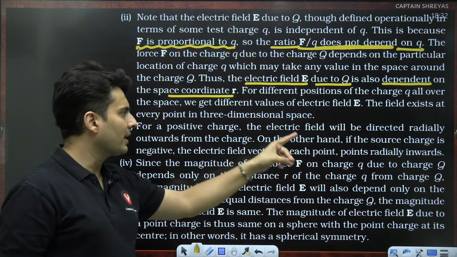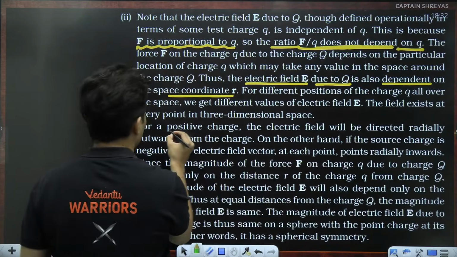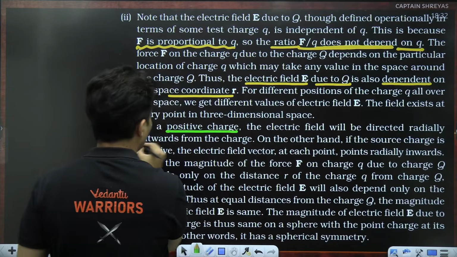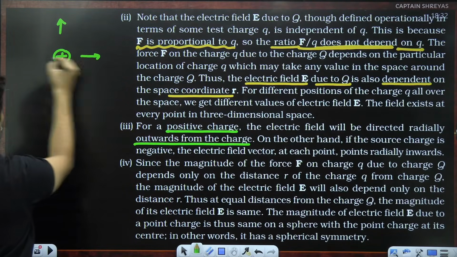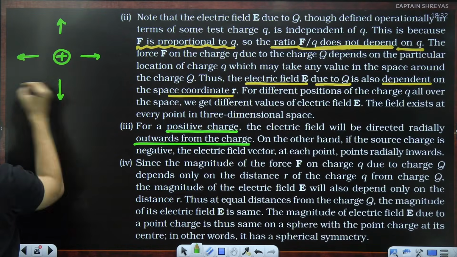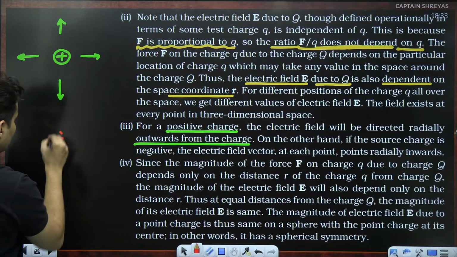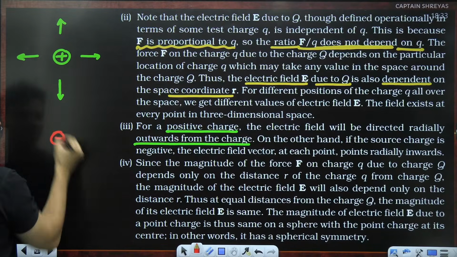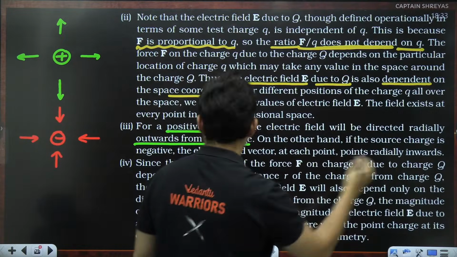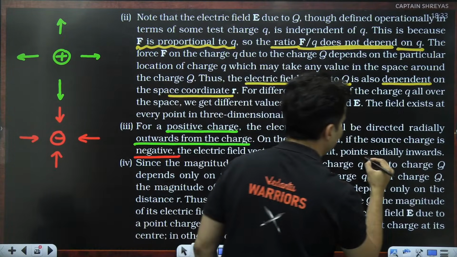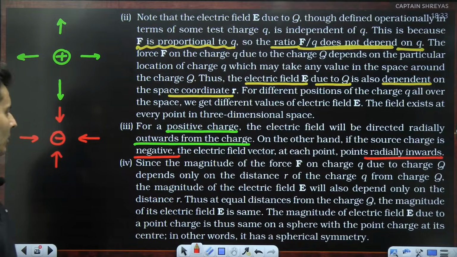For a positive charge, the electric field will be outward. For a negative charge, the electric field will be inward. Makes sense. If you take a positive charge, the electric field will be outwards from the charge, because this positive charge will apply forces in this particular direction on the test charges present around it. But if you take a negative charge and you test the force around it, it will always be towards the negative charge, which means for the negative charge, the electric field will be towards the negative charge. That is what this particular point number 3 is all about.